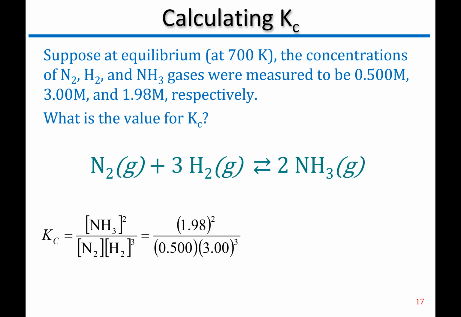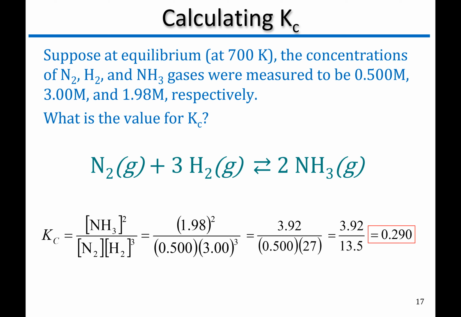Well, if we actually want to know the value of Kc, look at what we're looking at. We're looking at concentrations, and they just told us the concentration of each of these. So the concentration of my ammonia was 1.98, and it's squared because of my equilibrium expression, over 0.5 molar for N2, and then H2 was 3 molar, and that's cubed because, again, of my equilibrium expression. So now all I have to do is punch that into my calculator. I end up with 3.92 over 13.5, and our Kc becomes 0.290.